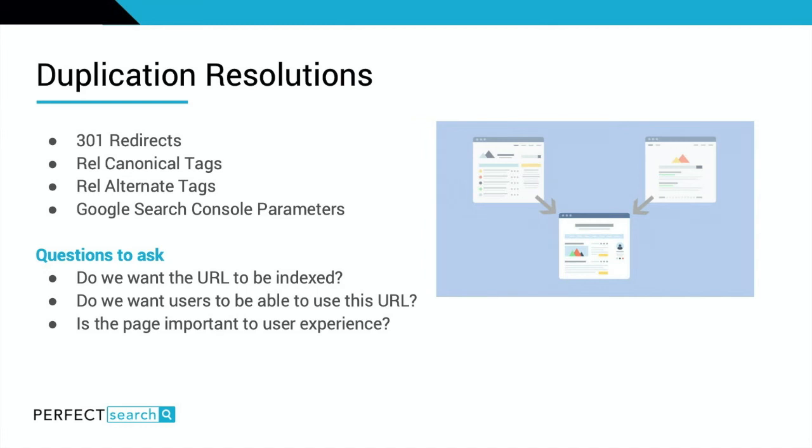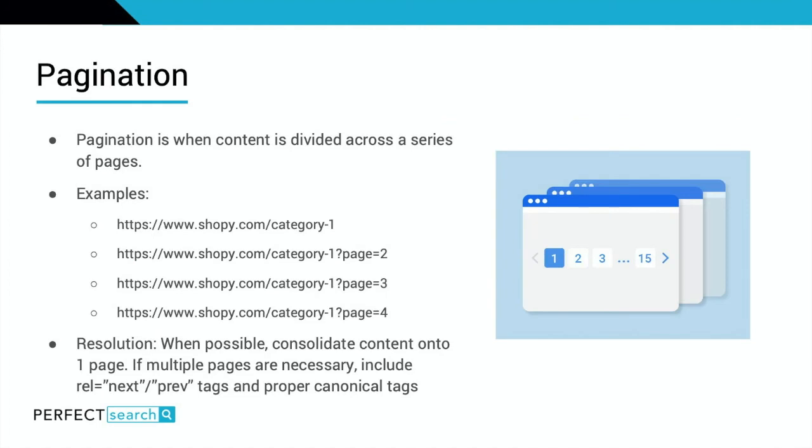And then finally, we want to touch on pagination. Pagination is a different type of duplication. It is when content is divided across a series of pages. Let's say you have a really long article that is multiple pages long. That would be considered pagination, and that is also considered duplicate content. There's also an example for e-commerce on a site like Shopee.com, /category 1, /category, and then parameter page 2, page 3, and so on.